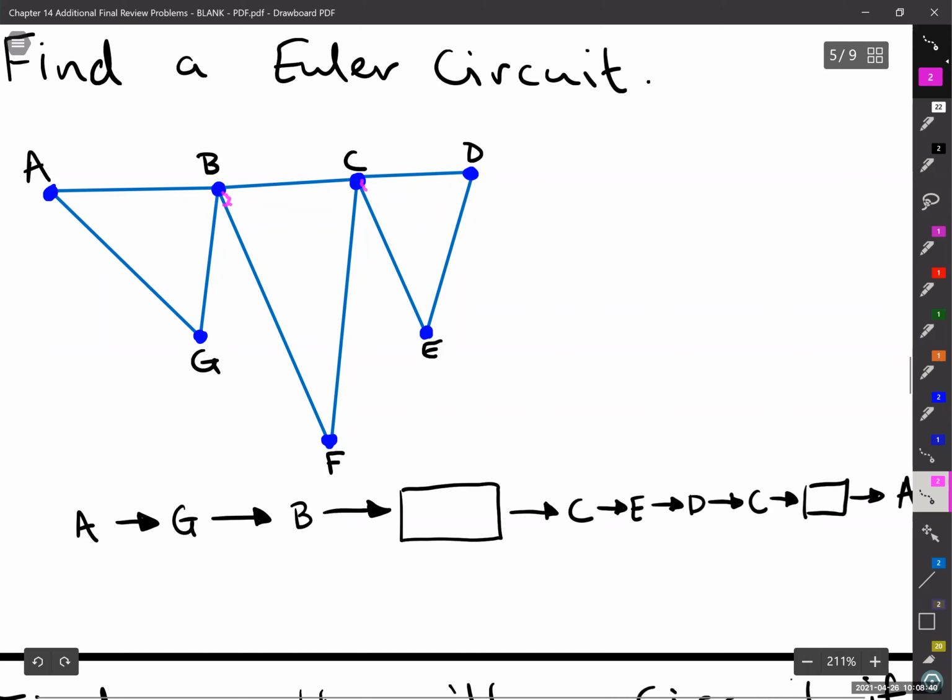And then, so I'm going to mark which edges we've used. So say I've drawn this on my paper. I'm marking off as we go. Don't know what happens next, but then I end up at C. C goes to E. E goes to D. D goes to C. C goes to I don't know, but then I go back to here.